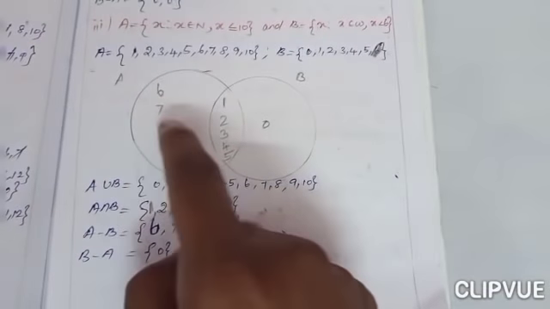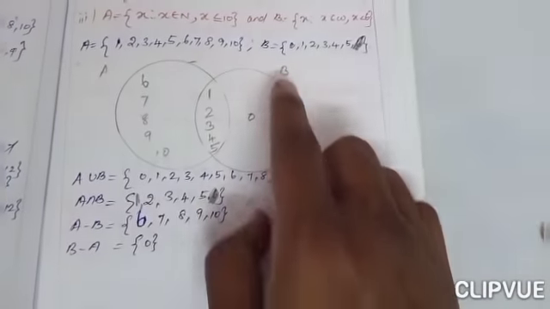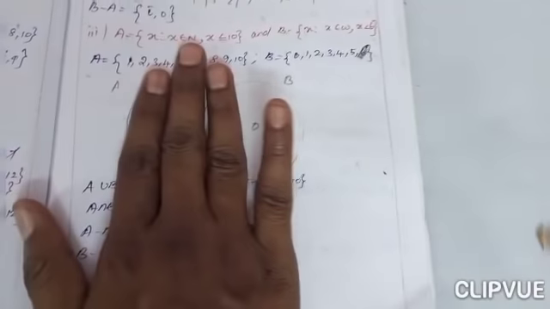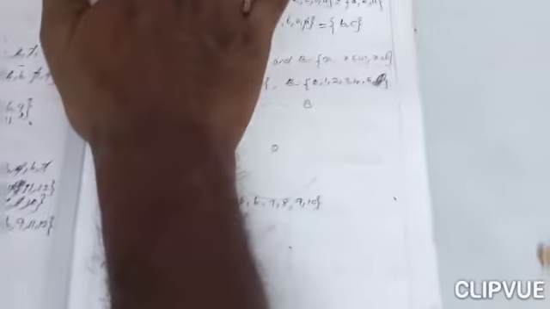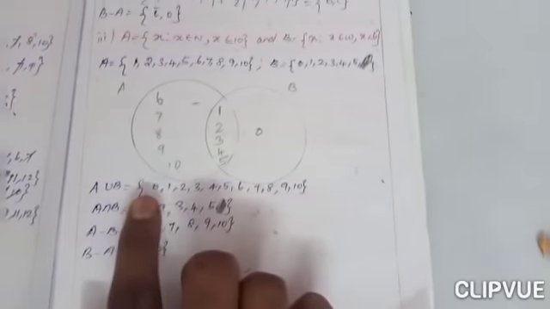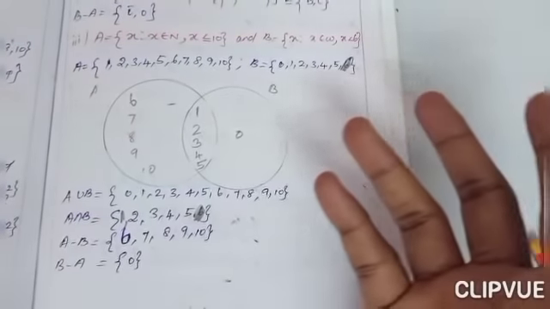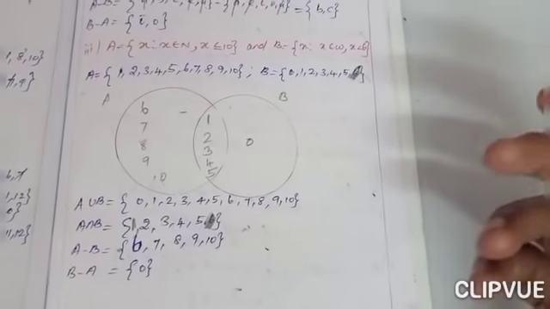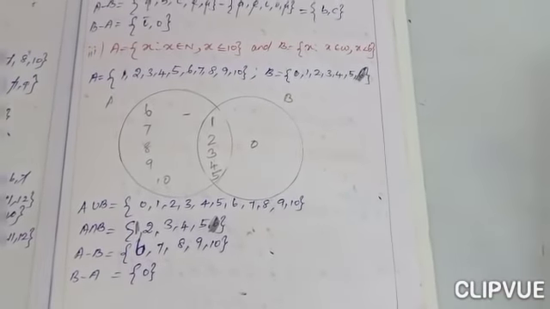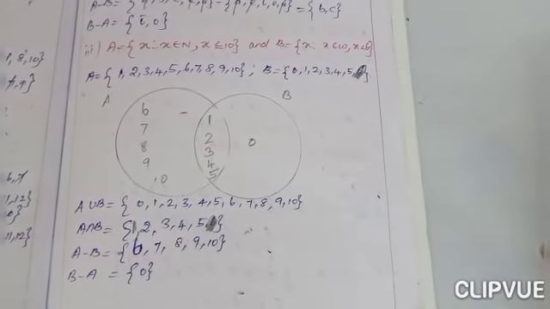6, 7, 8, 9, 10. After that, B difference A. Hide the circle fully. We have only one element, that is 0. So this is a very simple way we can write the A union B, A intersection B, A difference B and B difference A.